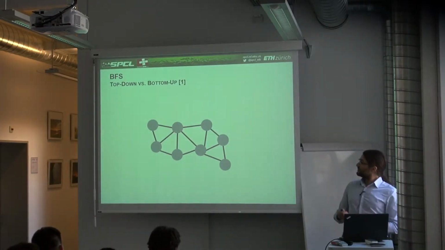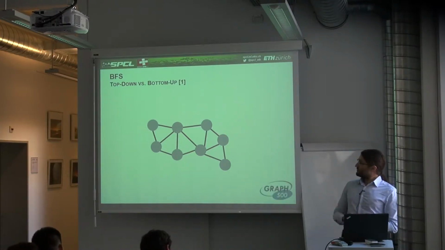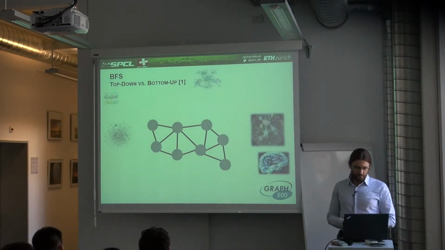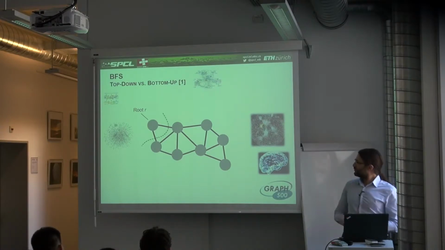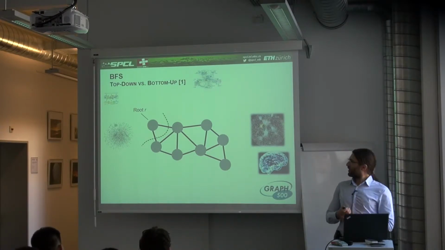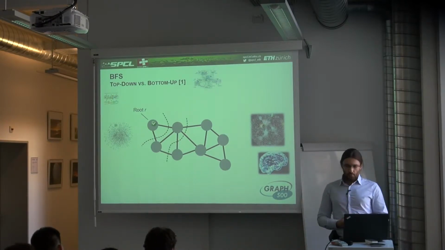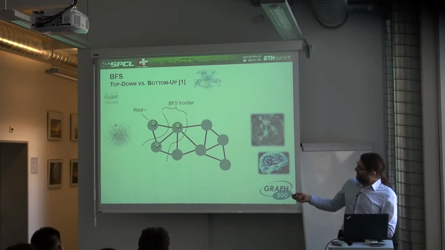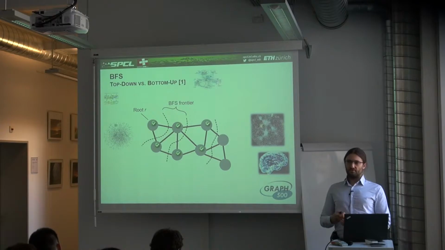which is BFS. We have our breadth first search traversal, which we use to traverse large graphs. It's used, for example, in the Graph 500 benchmark and as a way to discover the structure of many, many large graphs. In this algorithm, we pick some root vertex, and then we traverse all the vertices by proceeding in a synchronized way, marking the vertices as visited, potentially computing also the distances from the root. The vertices that are currently being processed form what is called the BFS frontier. Now we just proceed in this way until we mark all the vertices as visited.